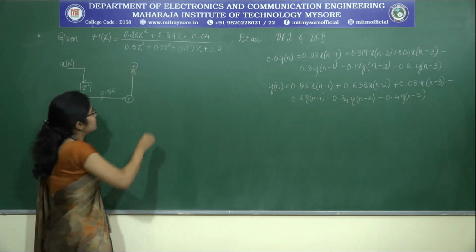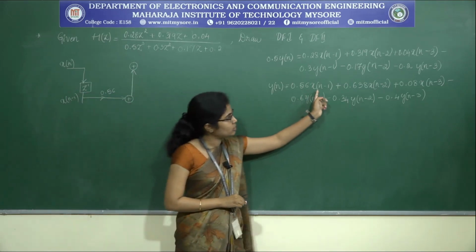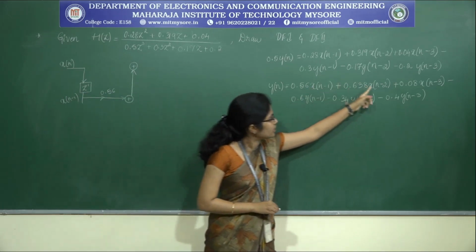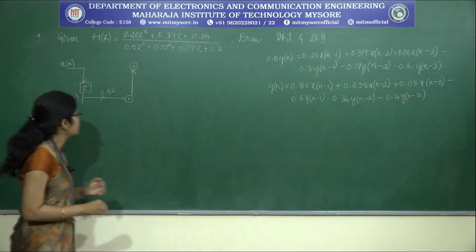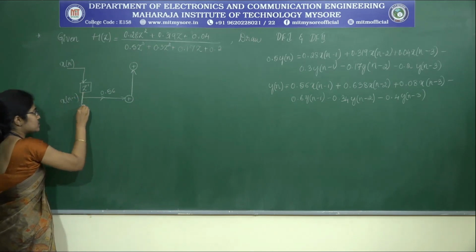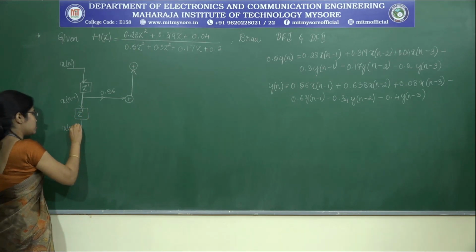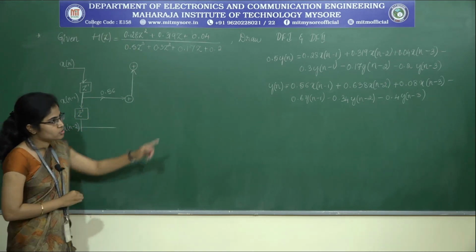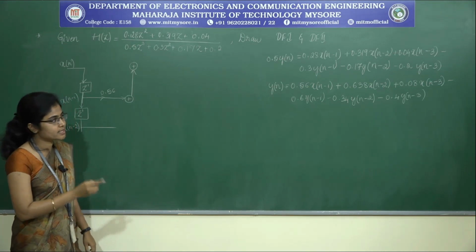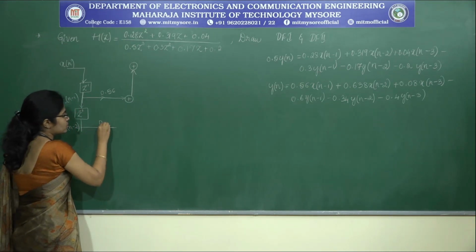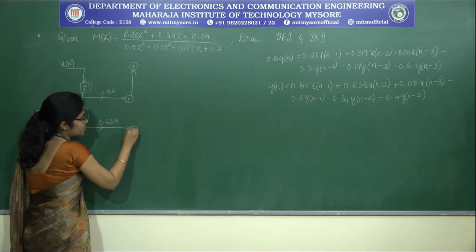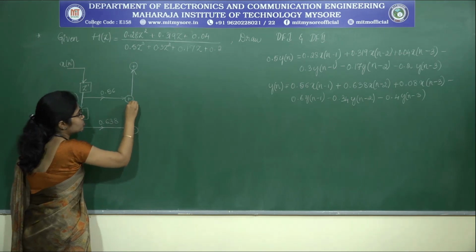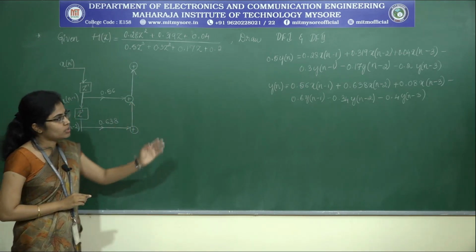Clear? And then if I look here again, x of n minus 2 is nothing but the delayed version of x of n minus 1. So delay x of n minus 1 once again, which gives us x of n minus 2. This x of n minus 2 should be multiplied with 0.638, give it to an adder, and connect the output of this adder to the top adder. Clear?